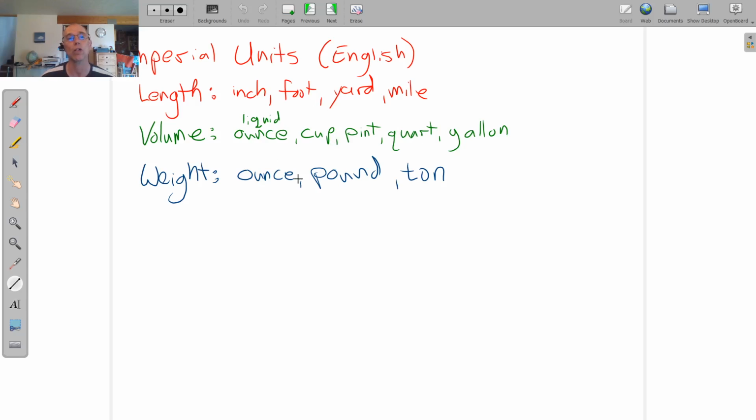All of these are outlined in the book, and I'm very confident that you can read those, and that will refresh your memory on how each of these are connected. There's also temperature in the imperial units, and I'll get to that in a moment.